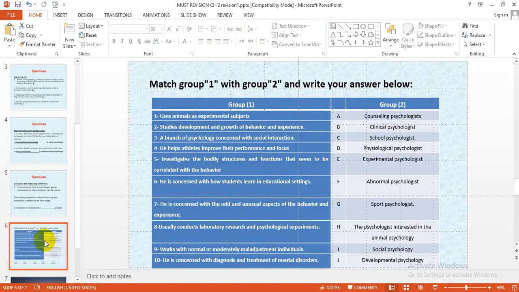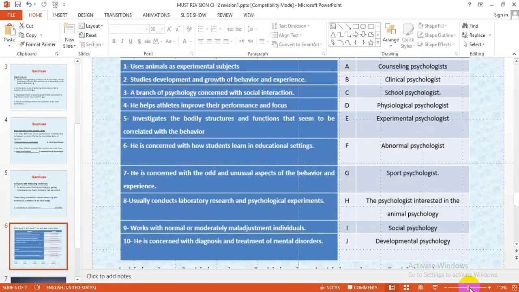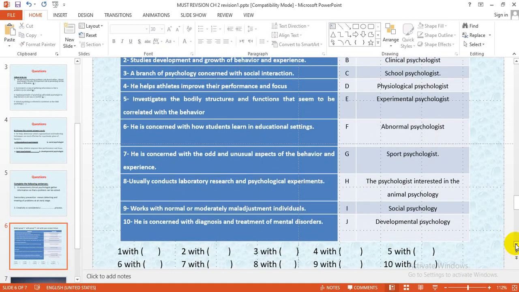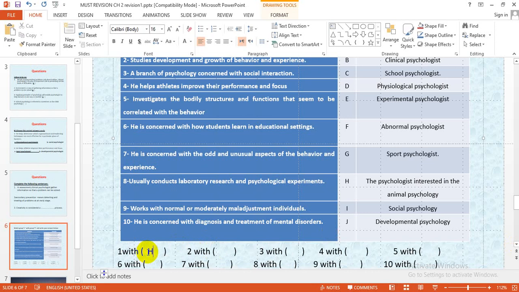Now, the last type of question we will try to deal with today uses animals as experimental subjects. Which type of psychologist of these uses animals? I think now we are able to find out the correct answer. It is H, the psychologist interested in animal psychology.